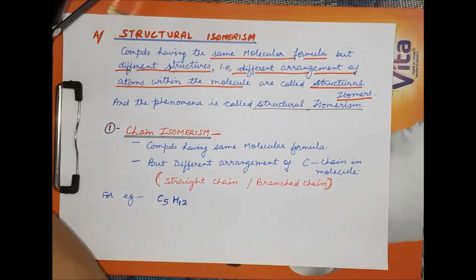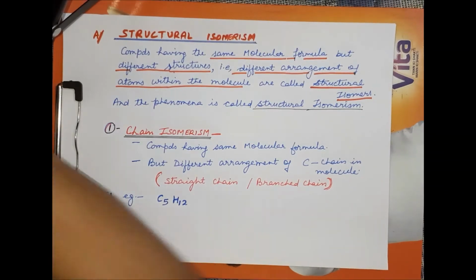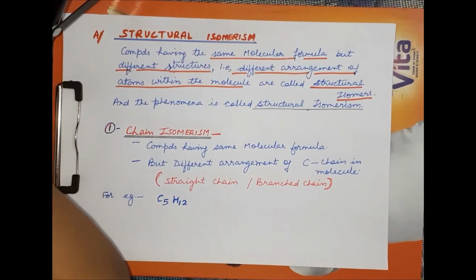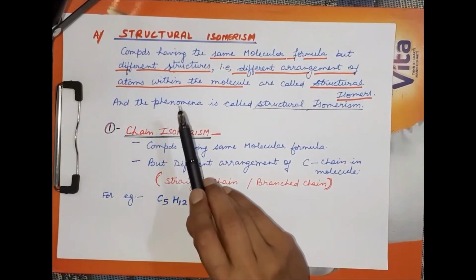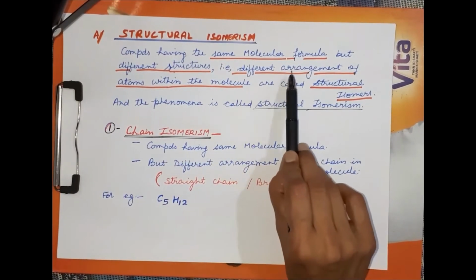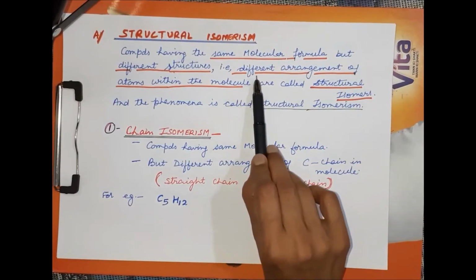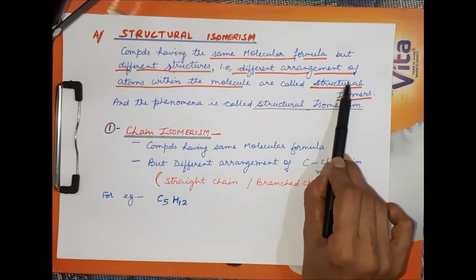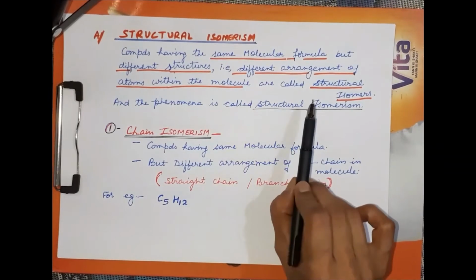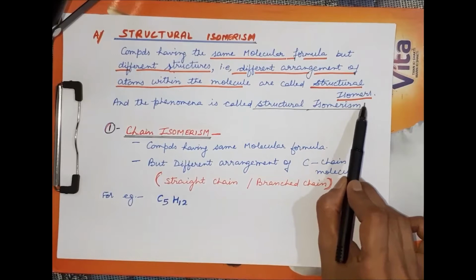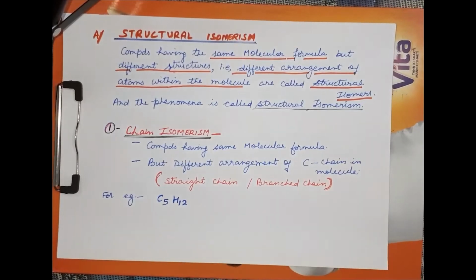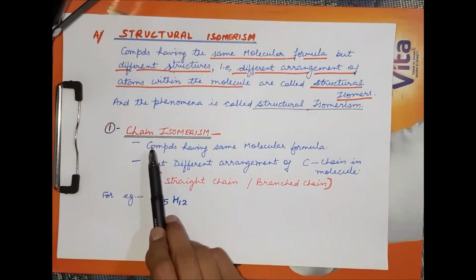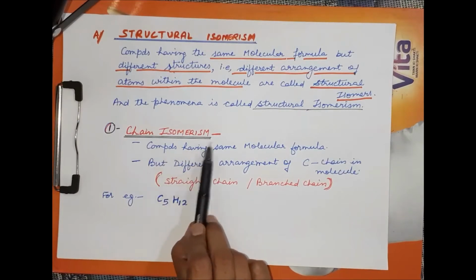So I will be discussing all the types of structural isomerism. As I have said earlier, when compounds have the same molecular formula but differ in the arrangement of atoms within the molecule, then they are called structural isomers, and the phenomenon is called structural isomerism. I hope it is clear. Then the first type of structural isomerism is chain isomerism.